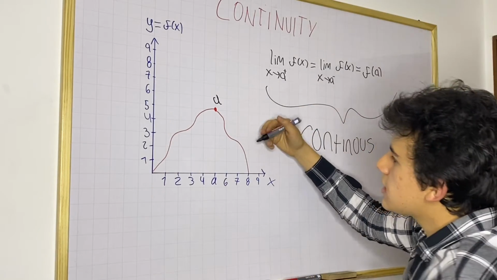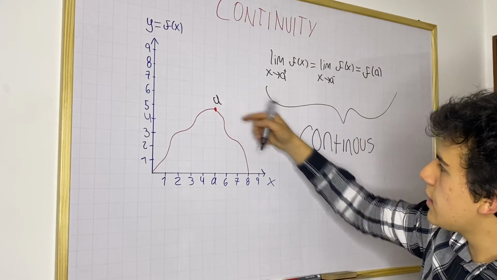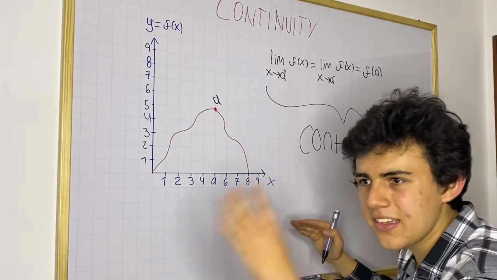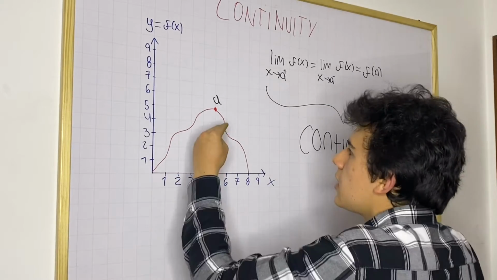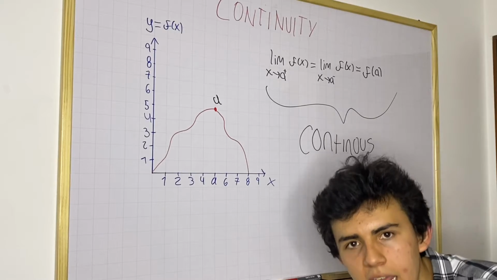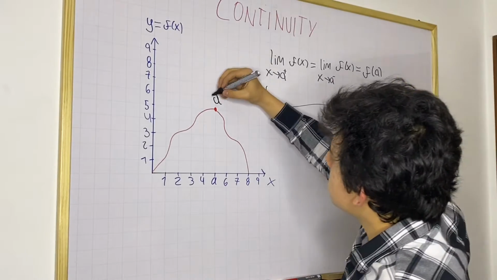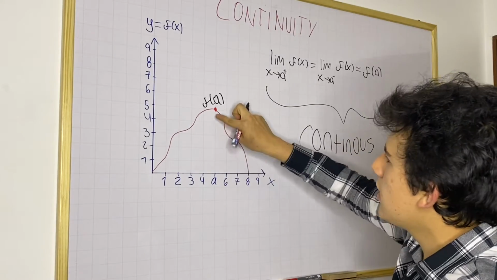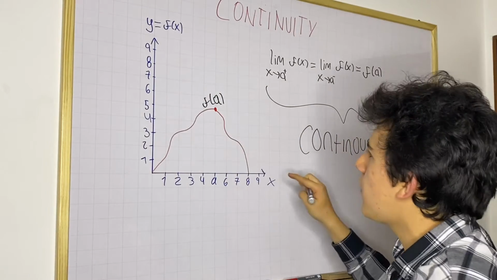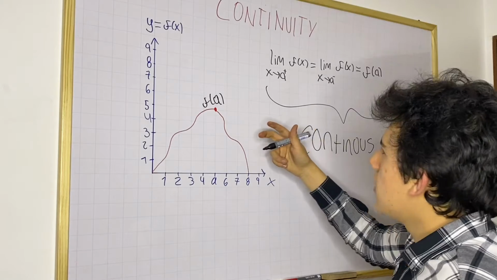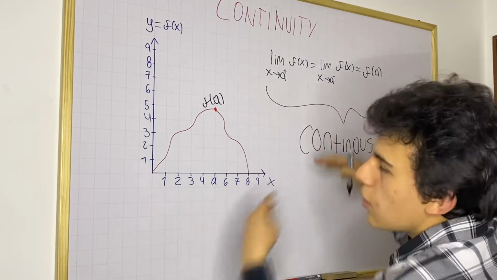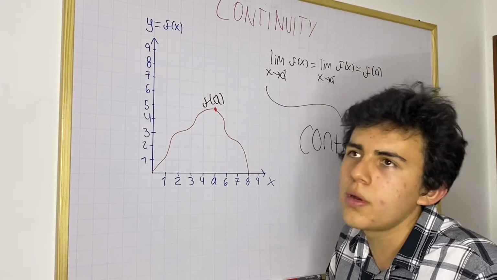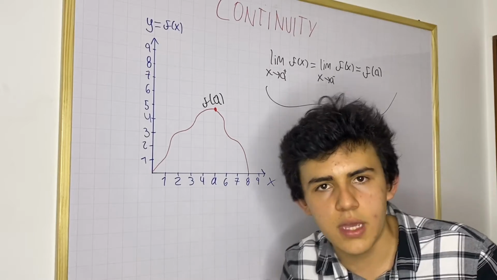When we have a limit as we approach A from the right, and it is the same limit as we approach A from the left, and it is also the same value as f of A, because, well, here we have f of A. In this case, well, it would be 5. f of A equals 5. That also means that these two limits equal 5, okay?